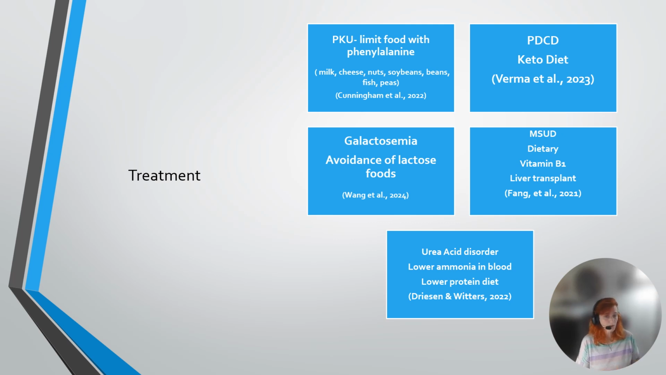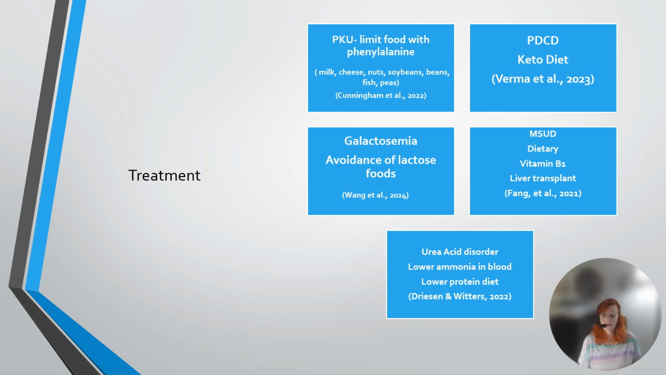All right, so going into treatment, a lot of it is food-based, as I mentioned earlier. So PKU, you want to limit those foods with phenylalanine: milk, cheese, nuts, beans, fish, peas. Those are some of them. For PDCD, one of the best was the keto diet. So I know you've probably heard of the keto diet. Keeping it more keto friendly, even for this, has shown improvement. For galactosemia, we've got to avoid those lactose-type foods. So obviously, if they're breastfed, we're going to have to change. There's got to be dietary changes that occur for these newborns.